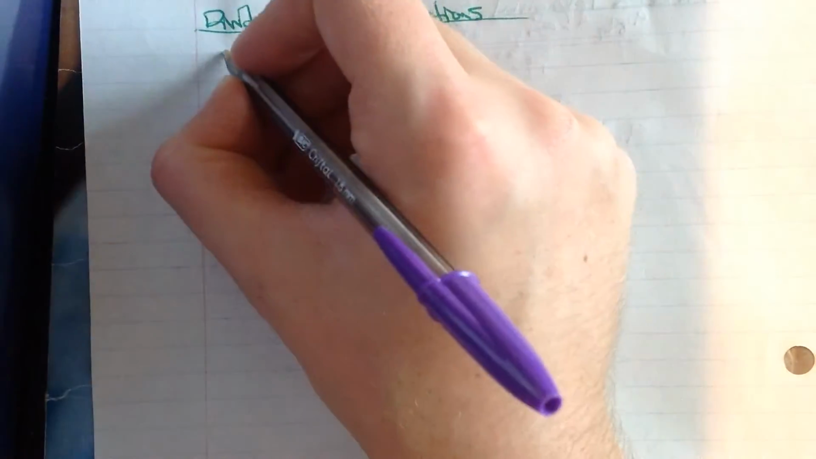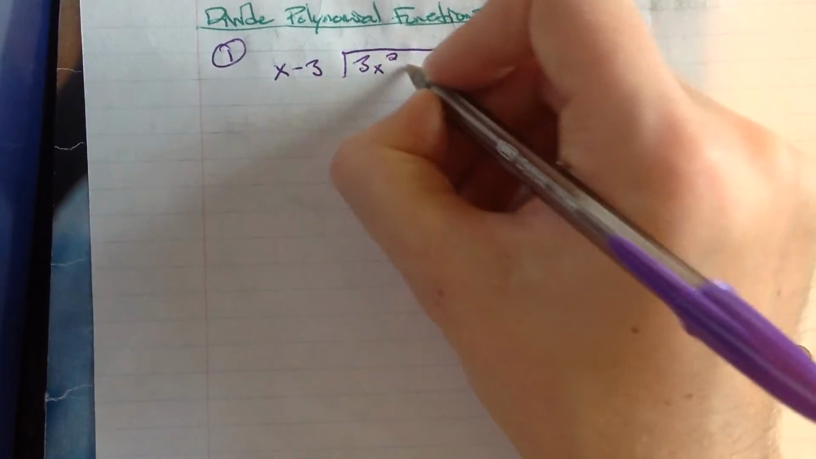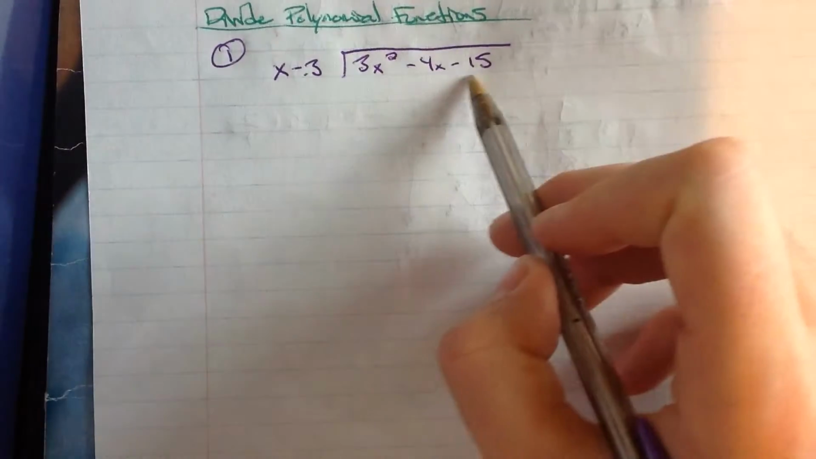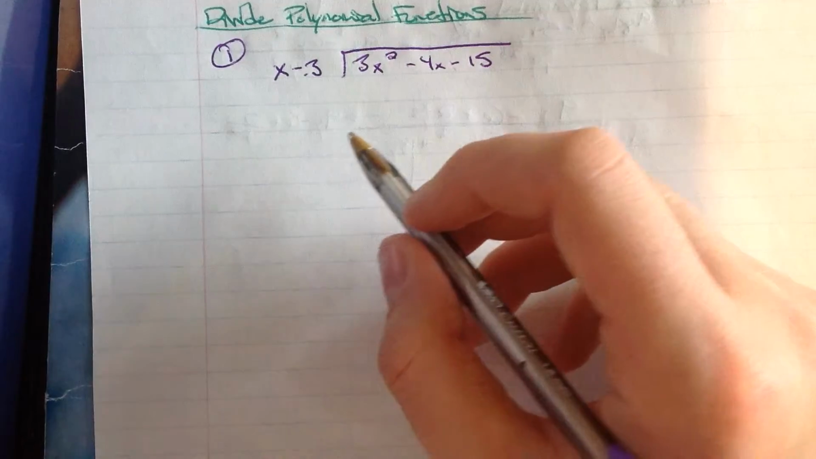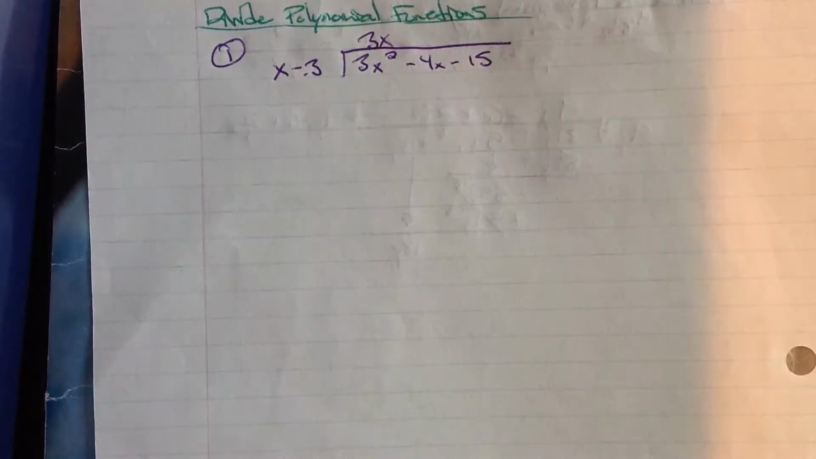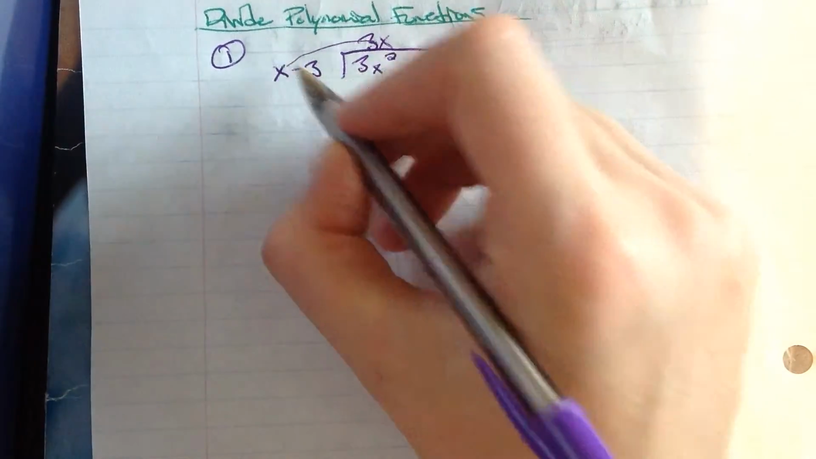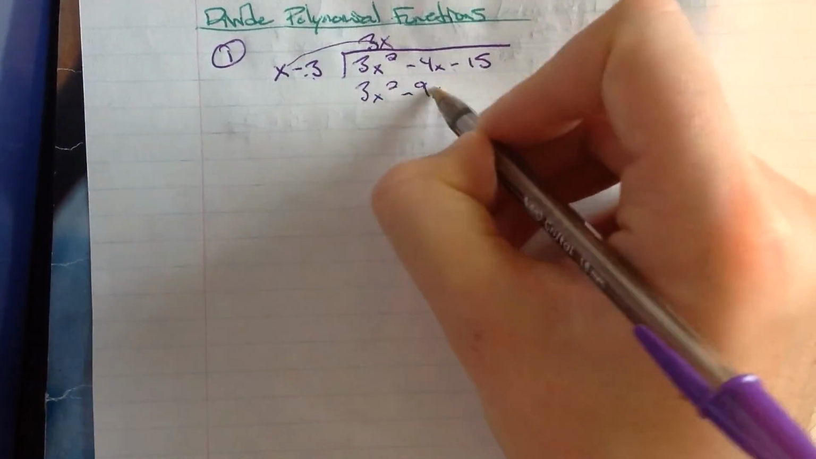Divide polynomial functions. So we're going to talk about long division. If we have x minus 3 and we want to divide 3x squared minus 4x minus 15 by x minus 3, the numerator goes under the radical, the denominator goes outside. How I like to think about it is, what do I have to times x by to get 3x squared? Well, I have to times it by 3x. Multiplying through, I get 3x squared minus 9x.